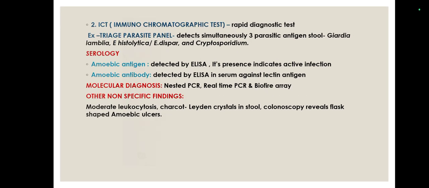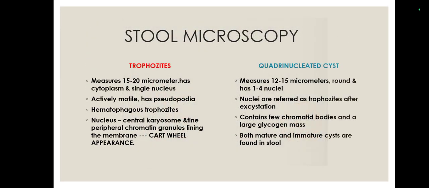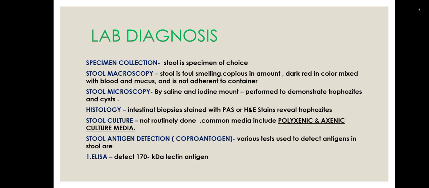Next, this is the stool microscopy. Next, we have to learn histology. Intestinal biopsies stained with periodic acid Schiff or H&E stains reveal trophozoites. We can see trophozoites after the stains. Next, stool culture. It is not routinely done, but if we do, the common media include polyxenic and axenic stool culture media.